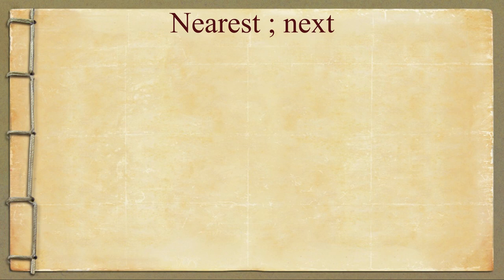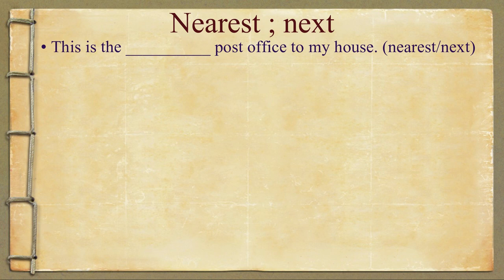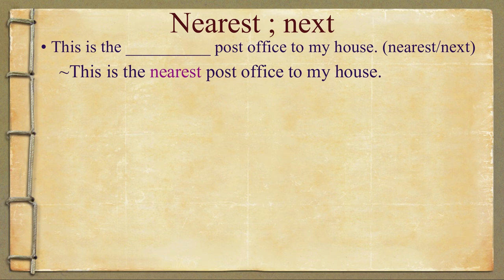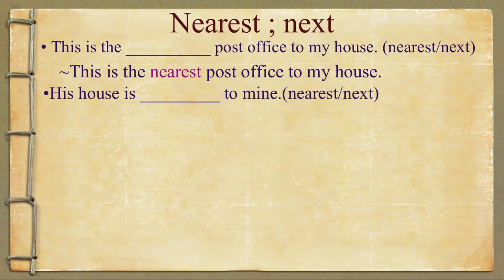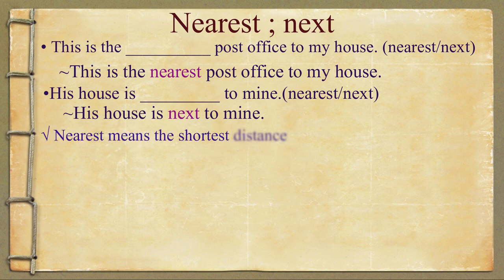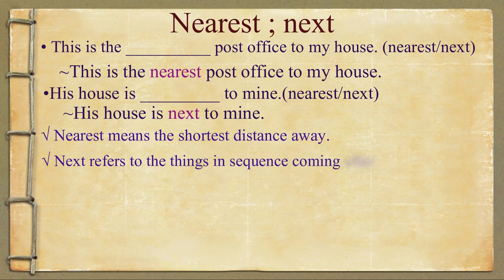Now we see nearest and next. We often use them interchangeably as we don't seem to understand that there is a difference between the two. Let me make it clear with the help of two sentences. This is the dash post office to my house. Will it be nearest or will it be next? This is the nearest post office to my house. Whereas in the other sentence, his house is dash to mine. His house is next to mine. Nearest means the shortest distance away. Next refers to the things in sequence coming after one another.